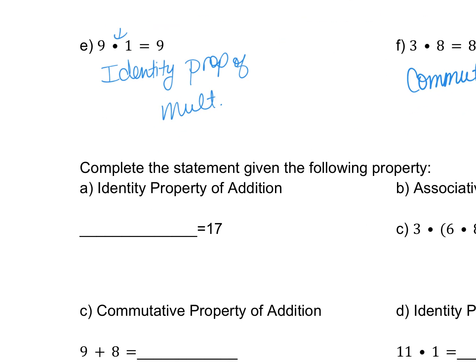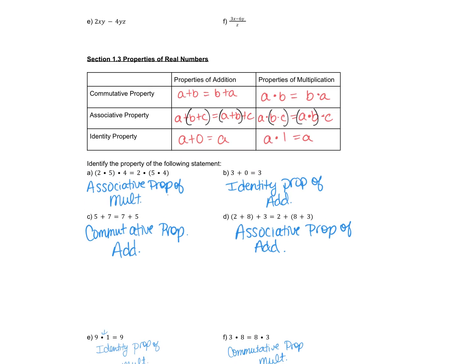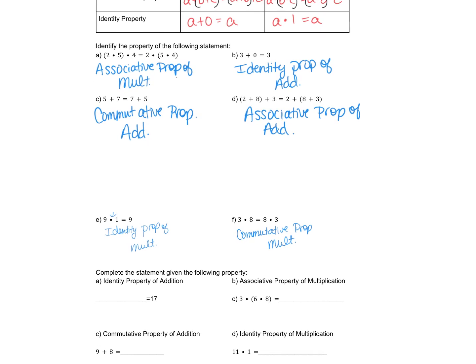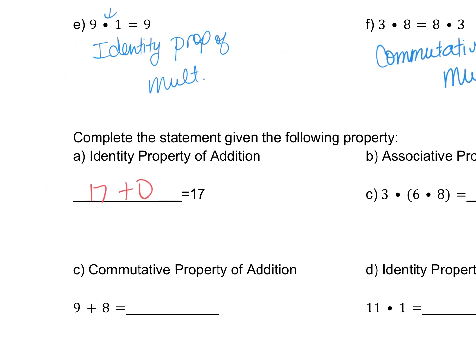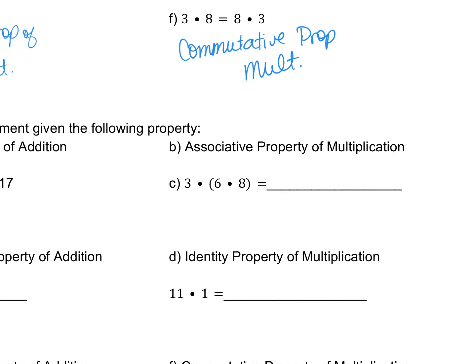So identity property of addition, and if you want to flip back and look over, we're looking at this one. It looks like they give you the number out here, the A. So what plus 0 equals 17? Well, that's 17 plus 0. Okay, and now the associative property of multiplication. That would be the one where the parentheses moves. So it'd be 3 times 6 times 8, and they put the parentheses around the second 2. So now we need to put it around the first 2, and it would work.